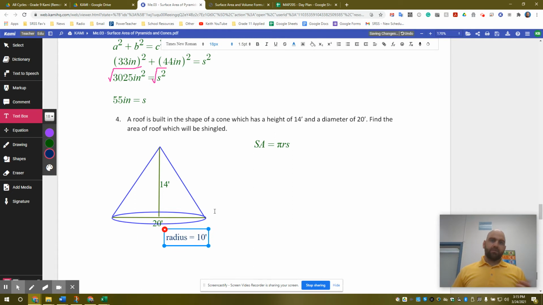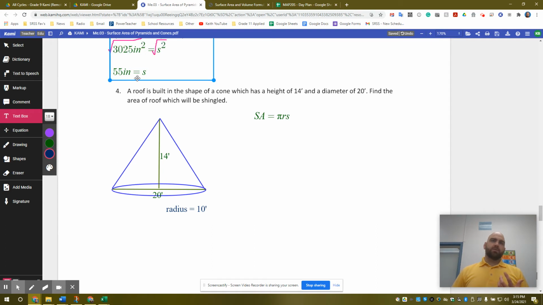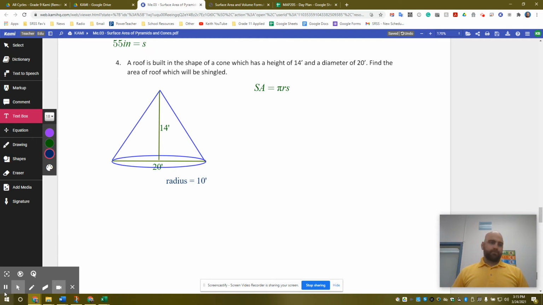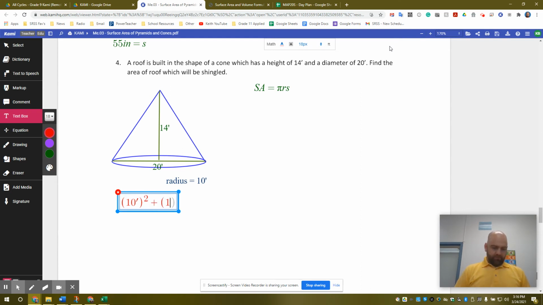Okay, so our radius is equal to 10 feet, we've got that. Then we need to do our slant height. Well, for that, we need to do Pythagorean theorem again. All right, so we need to find, using Pythagorean theorem, what is our slant height. Radius will be our A, height will be our B, and then our slant height will be our C. And so I'm going to put that in there with 10 feet squared plus 14 feet squared is equal to our S squared, and that is our slant height.